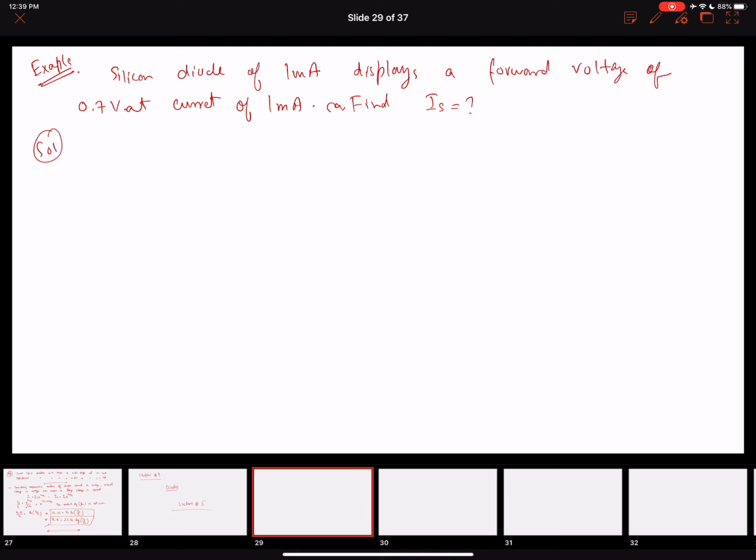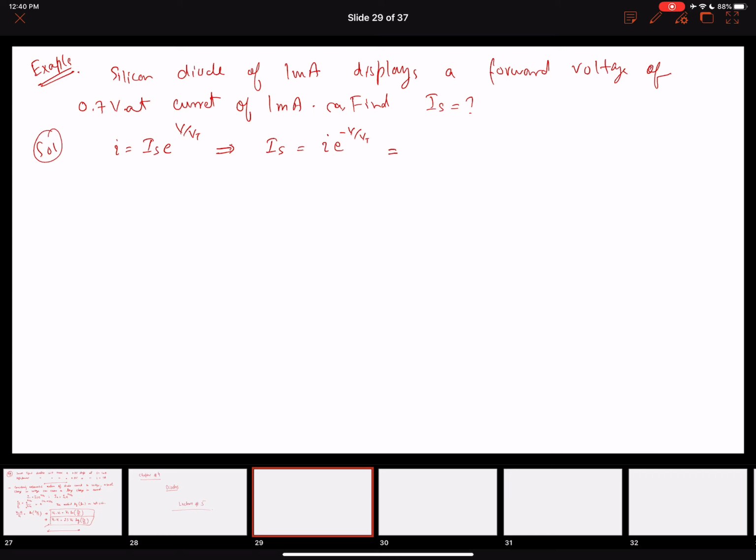Right, so we have a silicon diode for which the forward voltage is 0.7 volts and the current that will flow through it will be 1 milliampere. So we know that I equals Is e raised to power V over Vt. Again, we assumed n equals 1 if not provided. Since I'm interested in finding the value of Is, Is will be equal to I e raised to power minus V over Vt.